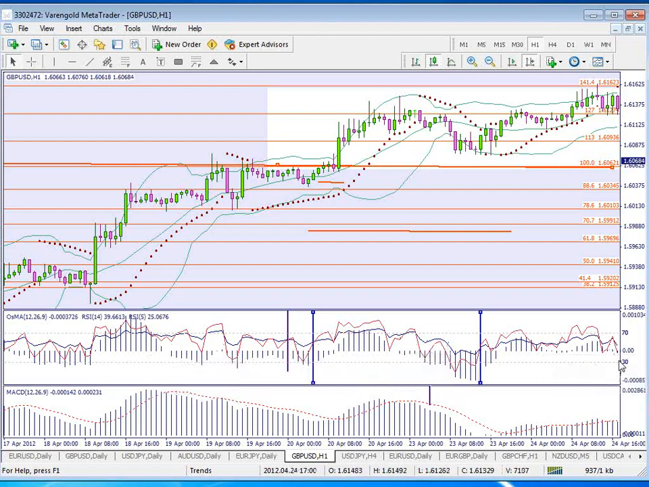But the 70 and 30 levels have no relation with the oscillator of moving average. I just put the oscillator of moving average into the same window because I want to have more space for candles and for Fibonacci and so on.